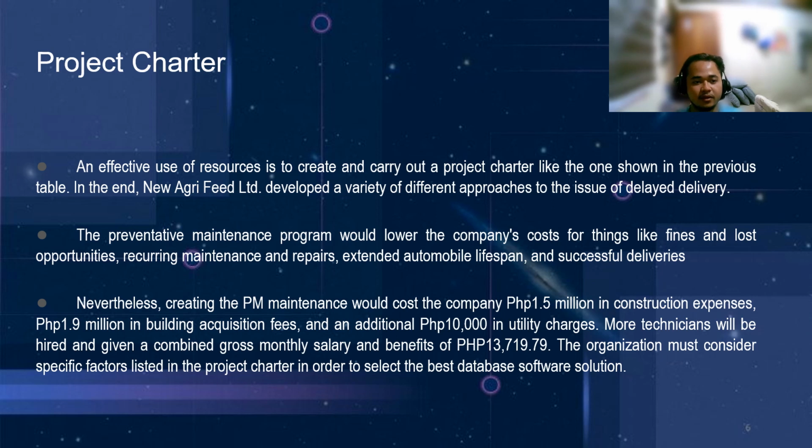So third, nevertheless, creating the PM program would cost the company 1.5 million in construction expenses, 1.9 million in building acquisition fees, and an additional 10,000 in utility charges. More technicians will be hired and given a combined gross monthly salary and benefits of 13,719.79. The organization must consider the specific factors listed in the project charter in order to select the best database software solution.